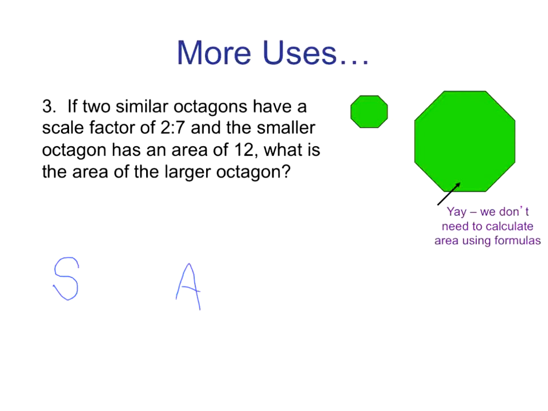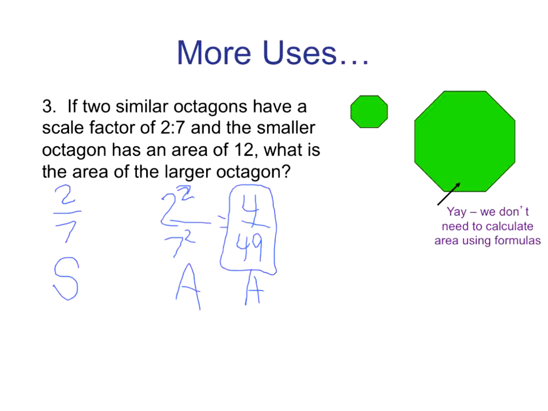So S, what's my similarity ratio? 2 to 7. Everybody okay so far? Can that be reduced at all? Can 2 and 7 be reduced? No. So go ahead and write your area ratio now. You try it. What would be your area ratio? How do you go from similarity ratio to area ratio? You have to do what to them? Square them. So I'd really get 4 over 49.